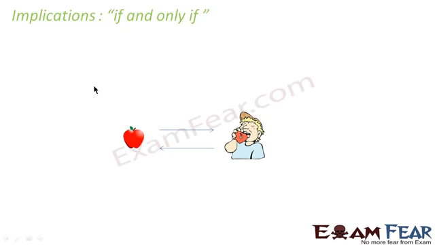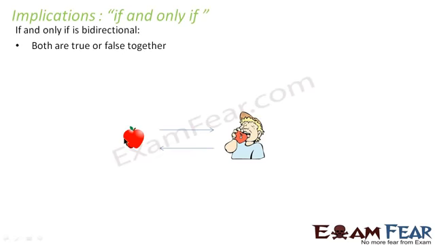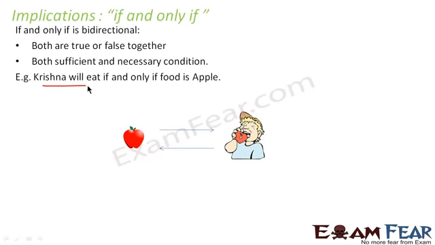So let's suppose there is one more guy and he eats only food, and in food also he eats only apple, right? And it is bi-directional actually. If you see, even only if is bi-directional, I'll show you why. So if you see, Krishna will eat if and only if food is apple. So if the food is apple, then only he'll eat.